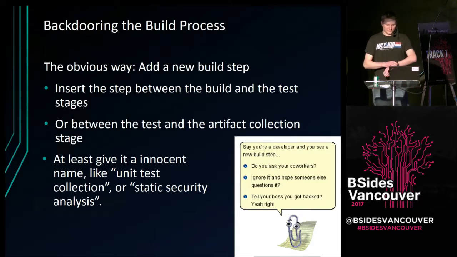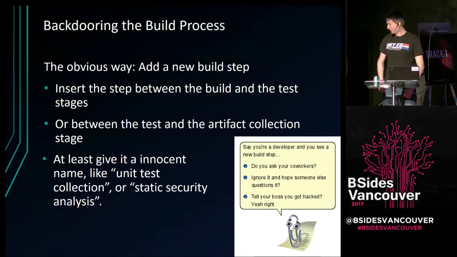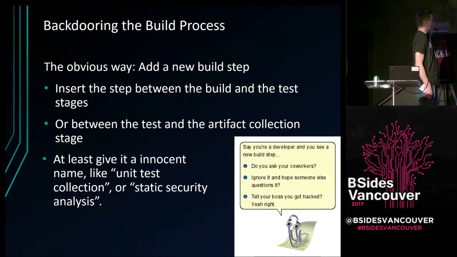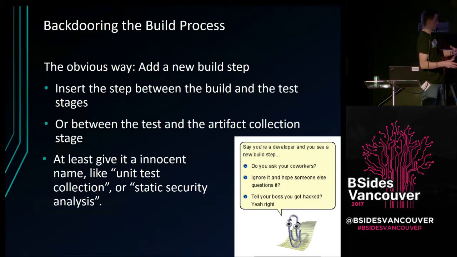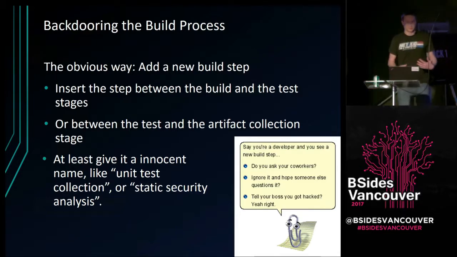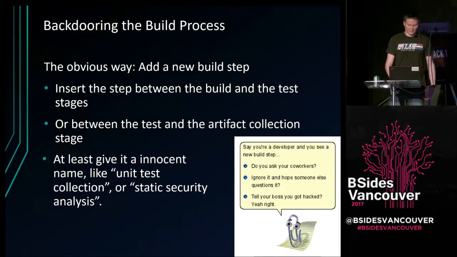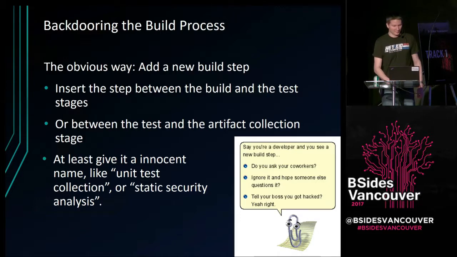So to kind of round things off, now that we've taken over the build master and build slave, how do we do a backdoor? The obvious way is just add a new build step. People probably aren't going to notice that something new is in there. Give it an innocent name like static security analysis. As Clippy says, say you're a developer and you notice this, do you even tell anyone? I probably wouldn't.